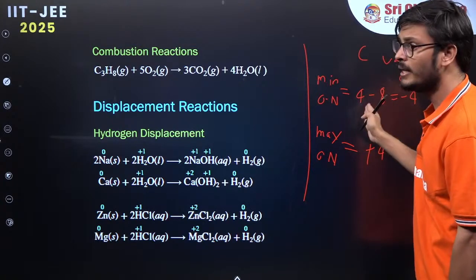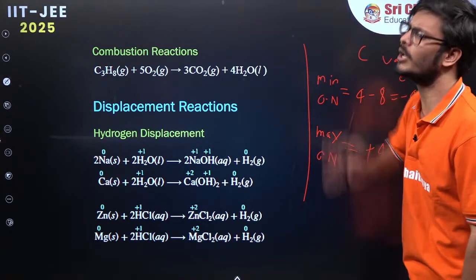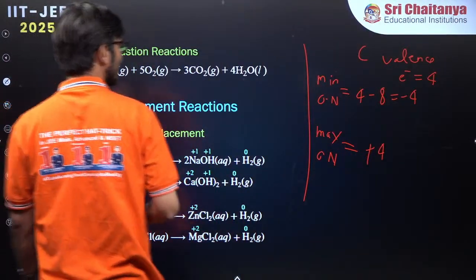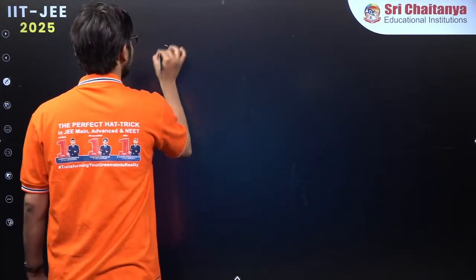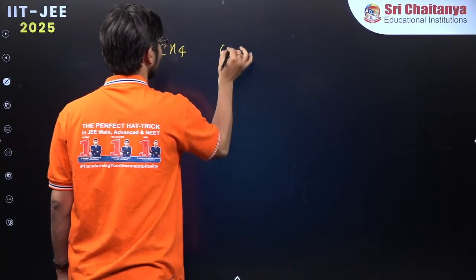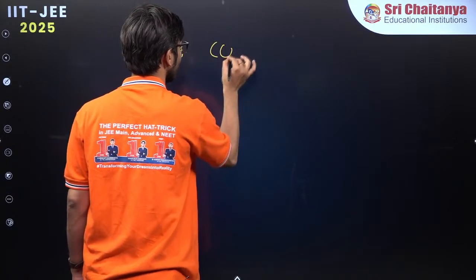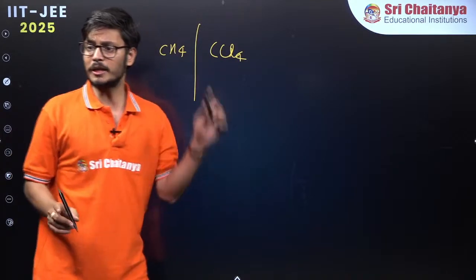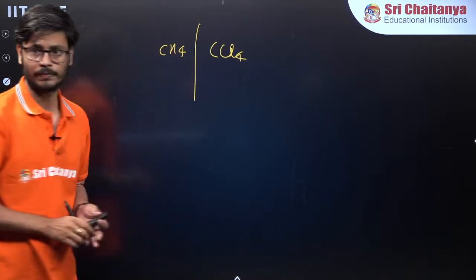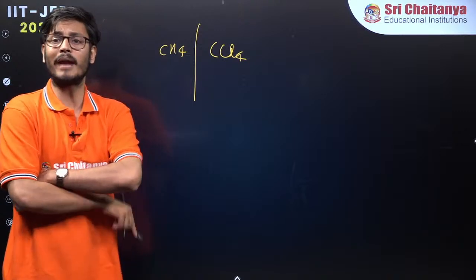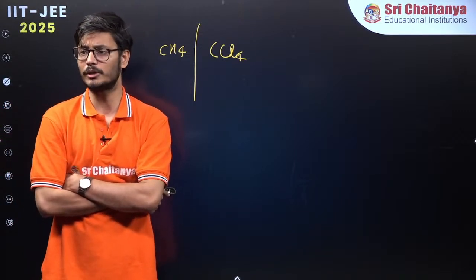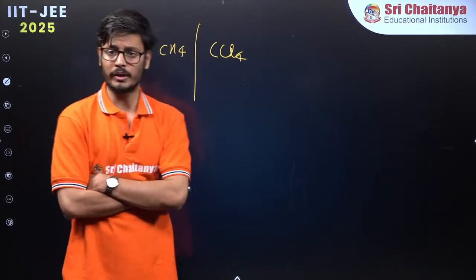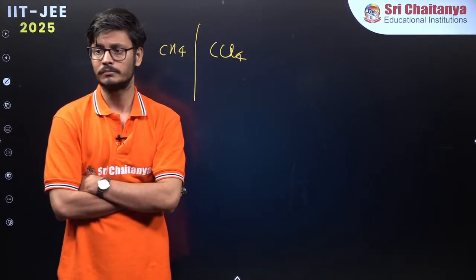Now you may have a doubt. Sir, can you prove to me this plus 4, minus 4 is possible? Yes, I can prove it to you. Let me take one example. Let us say I'm having compounds CH4 and CCl4. Now, I want to ask all of you, which one is more electronegative, carbon or hydrogen?